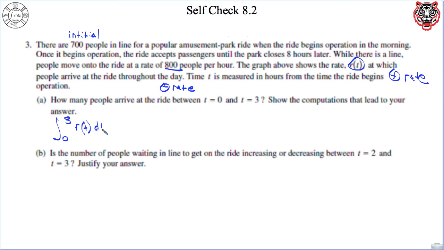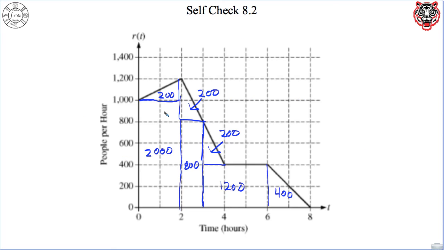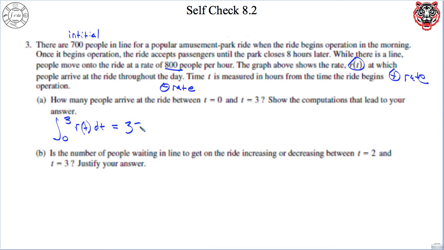So the integral of R(t) dt from 0 to 3 is going to be all of these numbers: 2,000 plus 800 plus 200 plus 200. Is that 3,200? Yeah. That's from the homework last night, so I was just going off of that. 3,200 people. We're done. Okay, so that's part A.